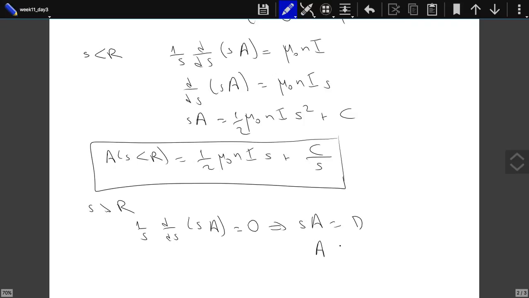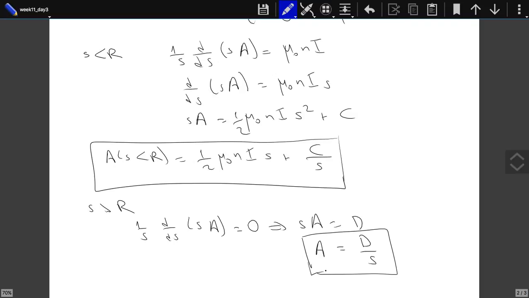So A should be equal to D over S. As long as this is my A, note that whatever C and D are, this is a possible choice of my vector potential, for any value of C and D.